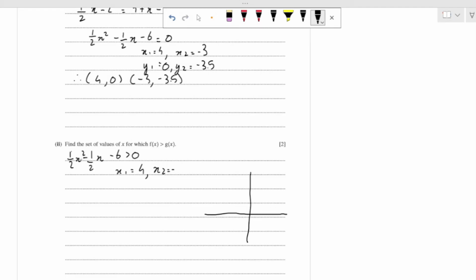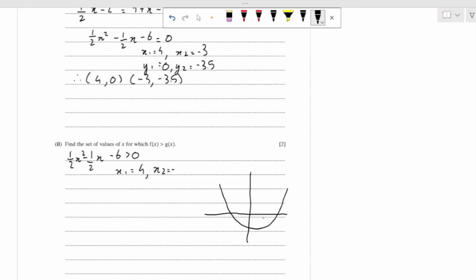So we know that the graph has a smiley face shape because the coefficient of x square is positive. Therefore, the shape of the graph will look something like this. And now they're asking for all of the values of x that are greater than 0 after rearranging all of the equation f(x) and g(x). And we can see if you're going to find greater than 0, you need to look for values above 0.